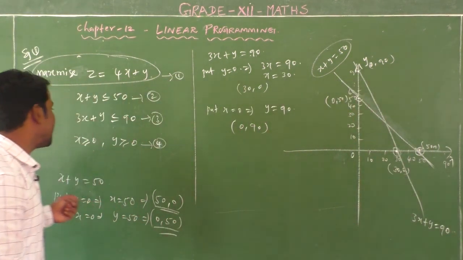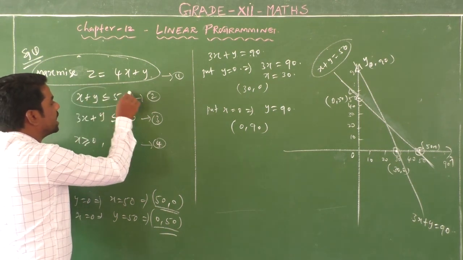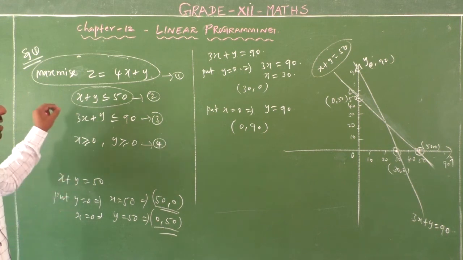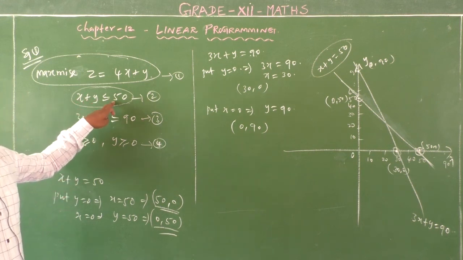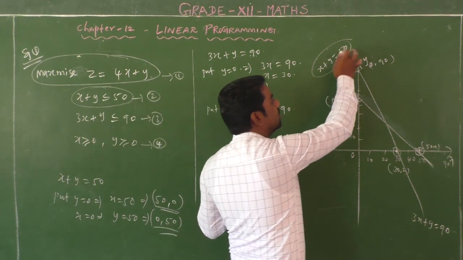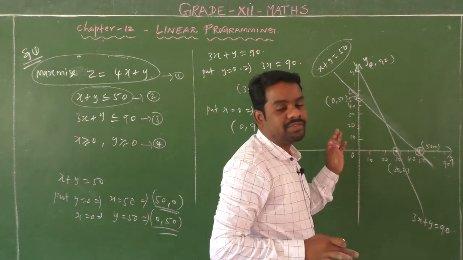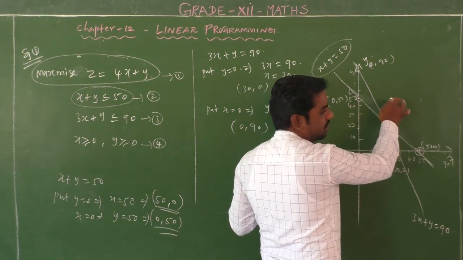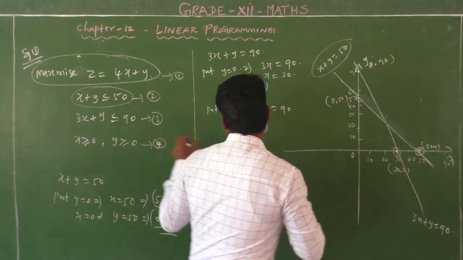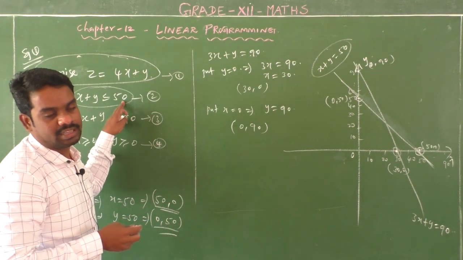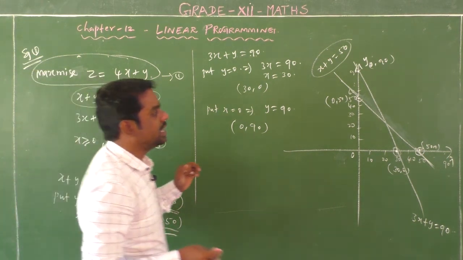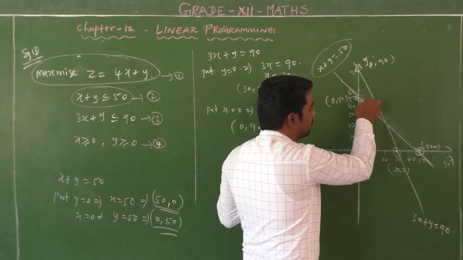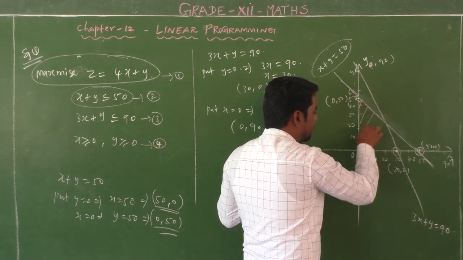Listen, so the given constraint is x plus y is less than or equal to 50. You know the inequalities: x plus y is less than or equal to 50 means this line is x plus y equal to 50. If the given information were greater than or equal to 50, it would be the area above the line. So here the given information is less than or equal to 50. So select the region below the line x plus y equal to 50 in the first quadrant. So this is the required region.